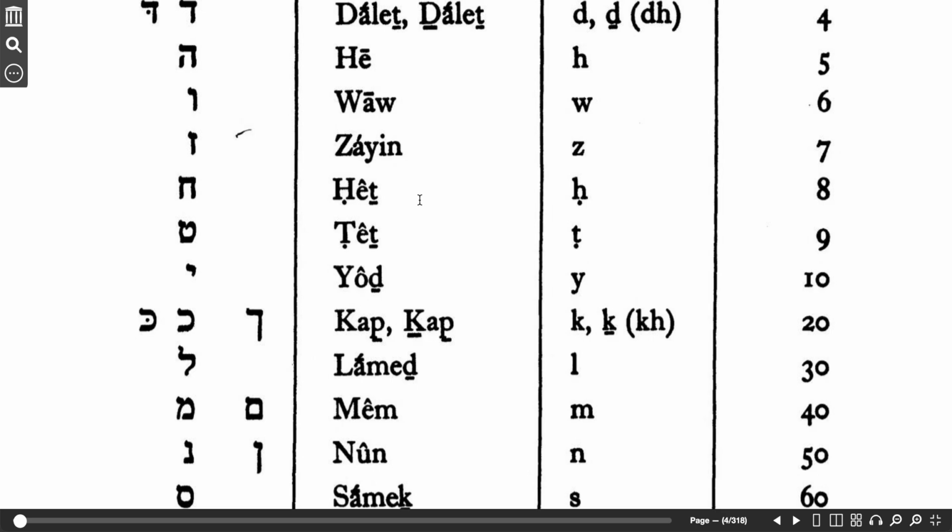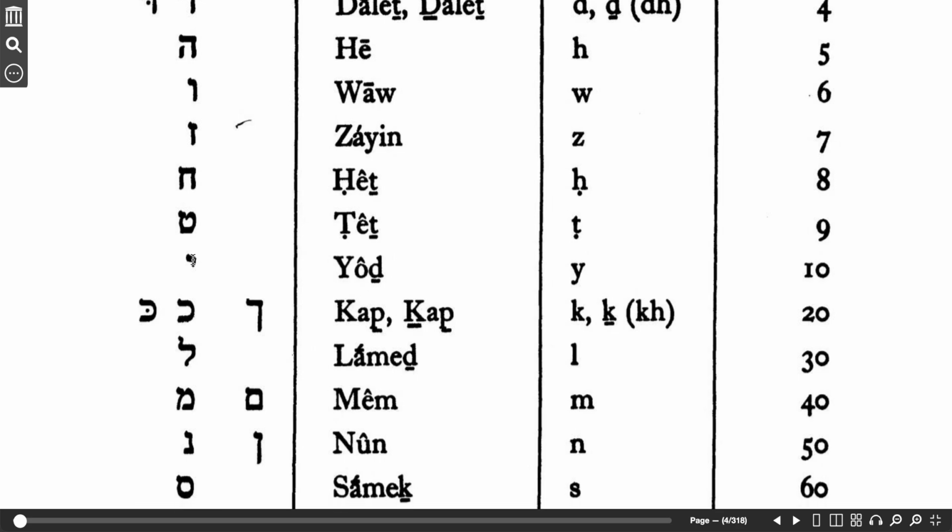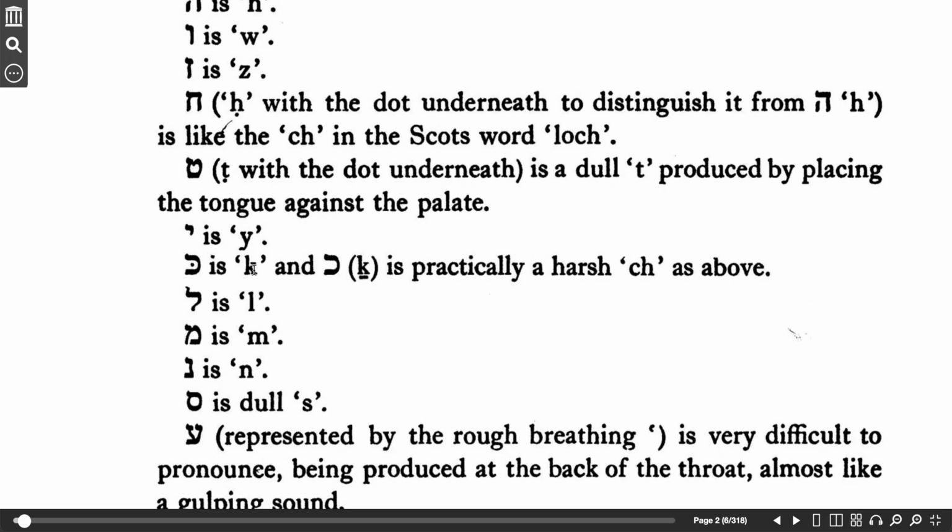So we have tet, and then we have yod. Yod is just like a simple scribble there. I'll show you how to make that when we get to drawing the letters. We have yod, and that's a Y sound. So that's what he says here. Yod is a Y sound.